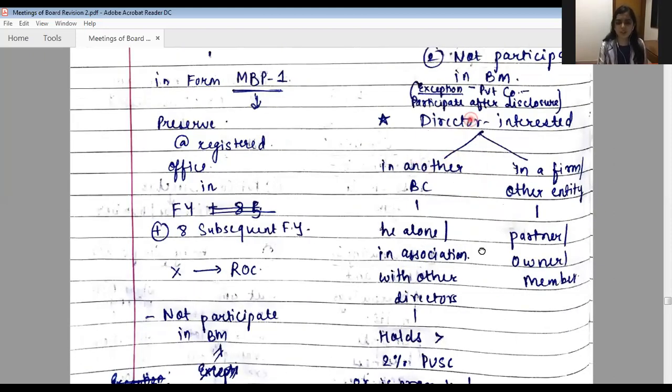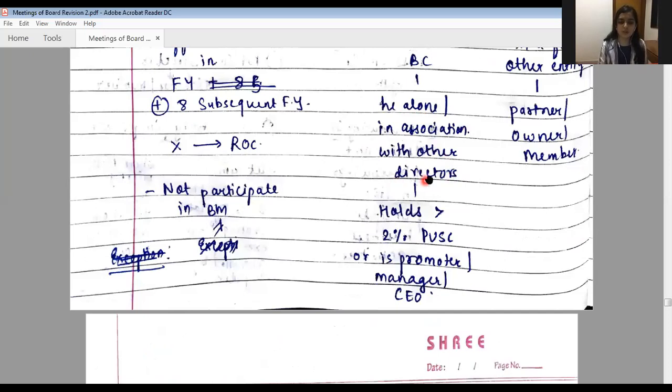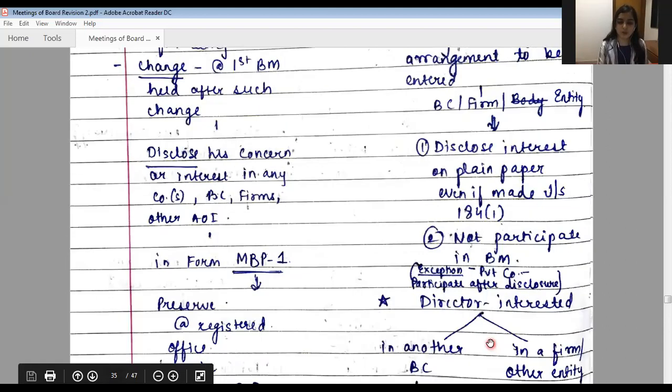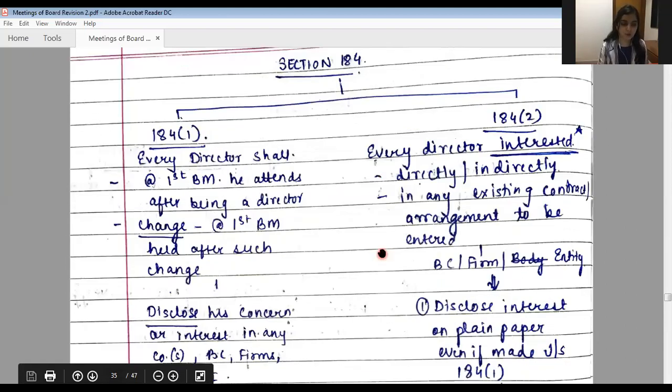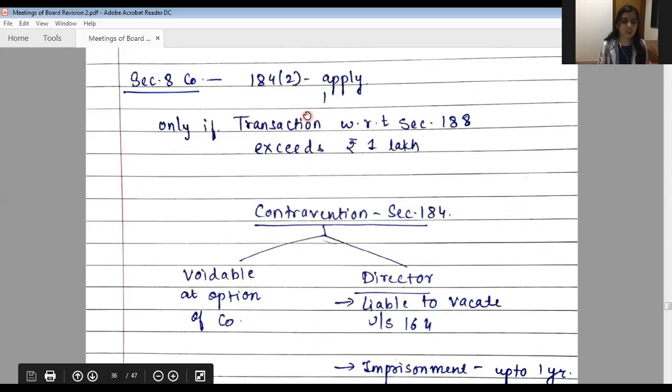Now, when can we say that the director is interested? In case of another body corporate, he alone or in association with other directors holds 2% of paid up share capital or is a promoter, manager or CEO. And in case of a firm or other entity, he is a partner, owner or member. So, here we have completed section 184 subsection 1 and 184 subsection 2. Now, in case of a section 8 company, 184 subsection 2 shall apply only if the transaction, with respect to section 188, exceeds rupees 1 lakh.